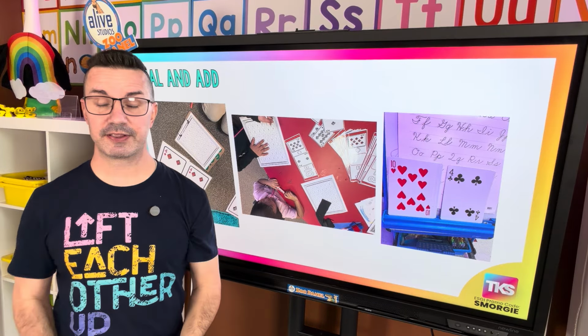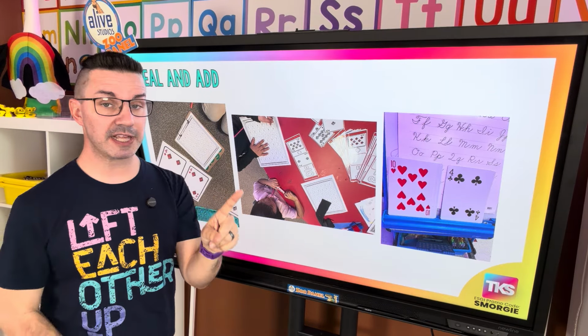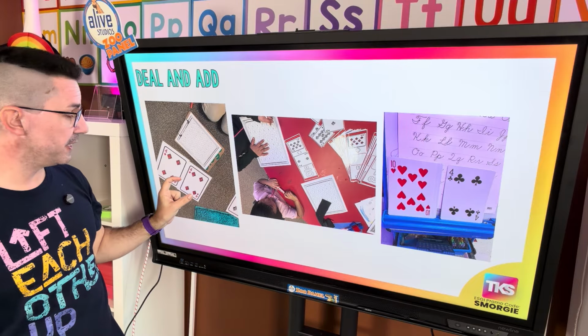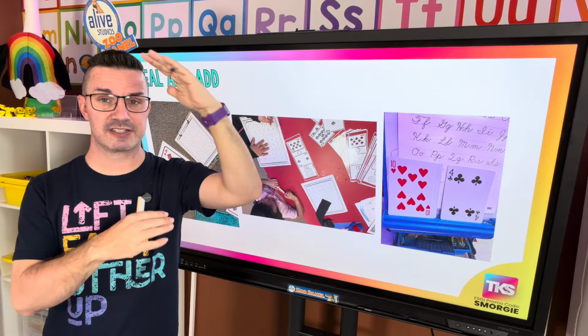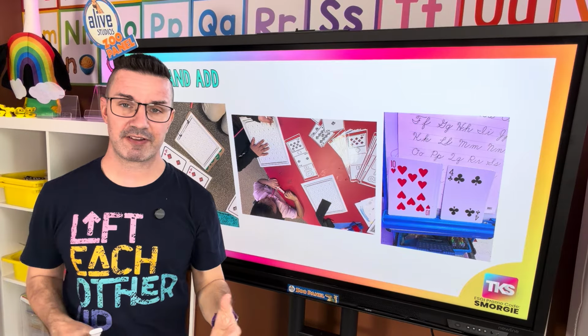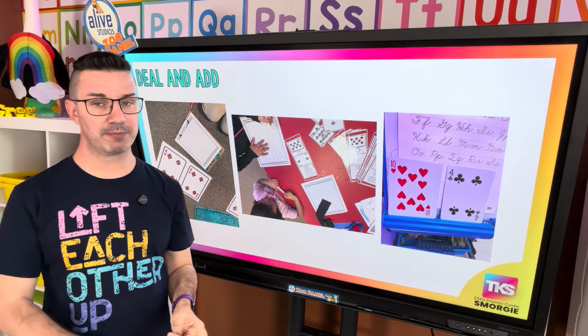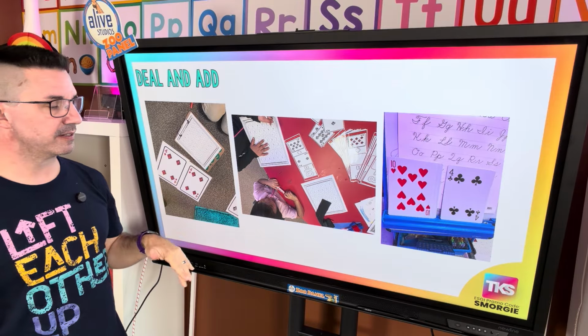Another thing the kids love is playing cards. Regular size playing cards, but they also love the giant playing cards. You can get a giant deck of cards, giant Uno cards. We also have a resource that's going to show up here in a few minutes. It's a dealing with math.